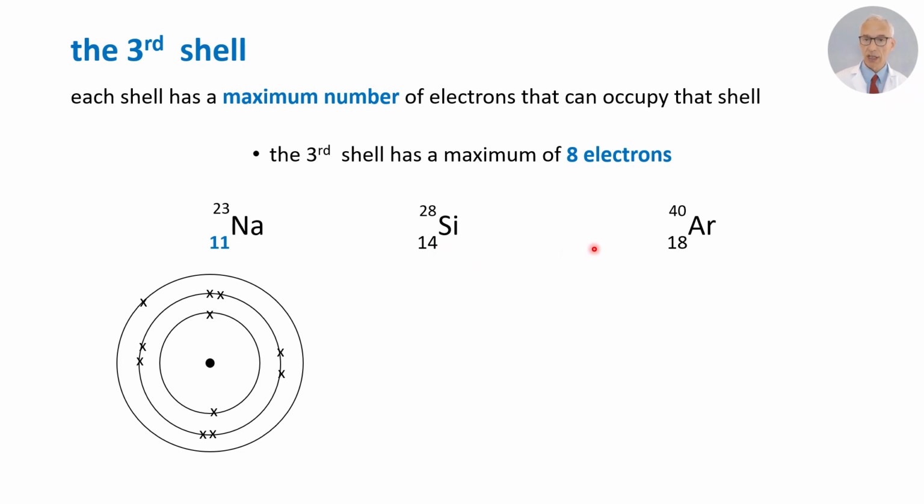Silicon's got 14 electrons. Argon's got 18 electrons. Do you like to stop the class and draw the electron shell diagrams for those 2 atoms? Come back to check when you are ready.